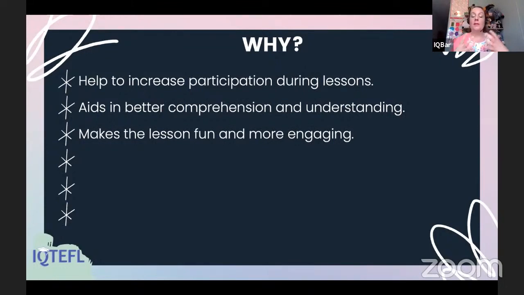I always try to imagine what it's like to be the student. Would I be interested? Would I be engaged? What prop, what Realia, what could I use that would interest me? What do I know that my student likes, and go from there.